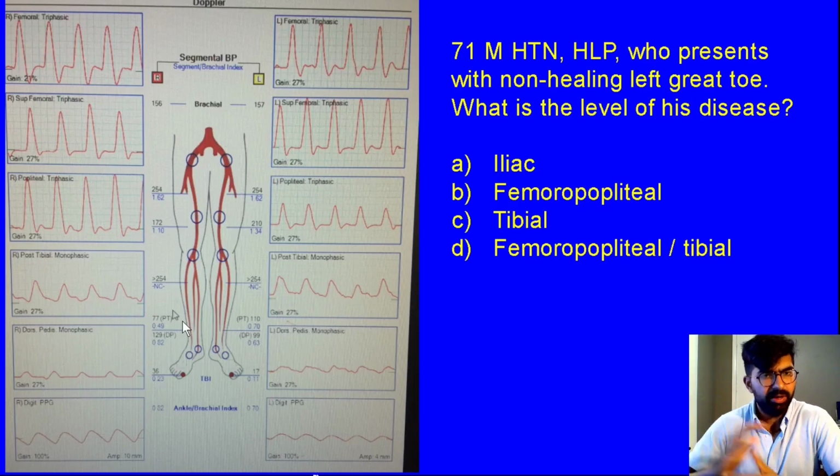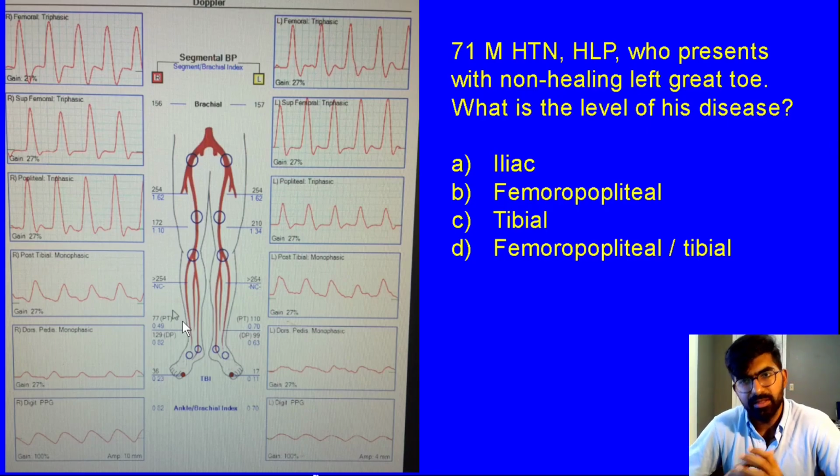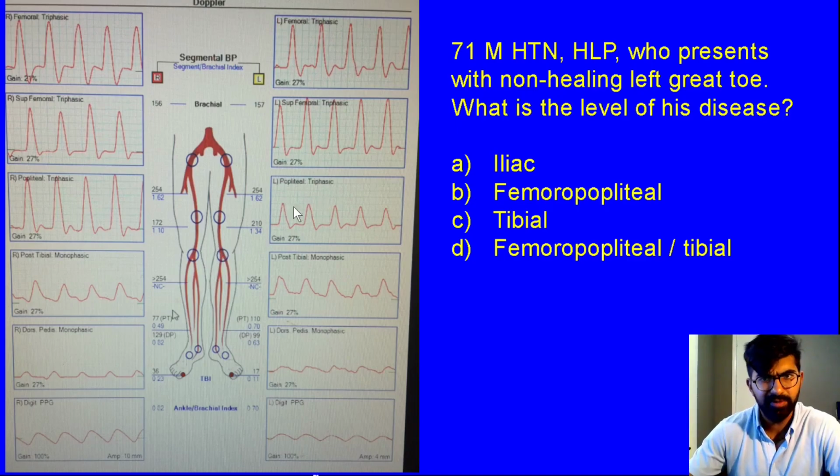Now, let's go on to some more cases. You have a 71-year-old male with hypertension, hyperlipidemia, who presents with a non-healing left great toe. What level is his disease? Is it an iliac lesion? Is it a femoral popliteal lesion? Is it tibial? Or is it a combination of fem-pop and tibial disease? Look at these waveforms carefully. What is normal? What's abnormal? How does the amplitude change? And it's on his left side.